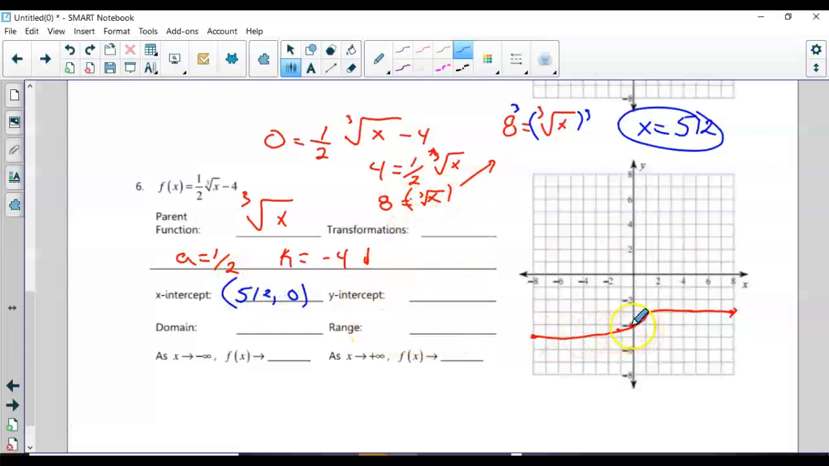Okay, y-intercept, we know where that is. That's going to be at 0, -4. Domain doesn't change. Range doesn't change. In behavior, well, look at this side over here on the left side, left side going to -infinity. Right side, it's going off to infinity.